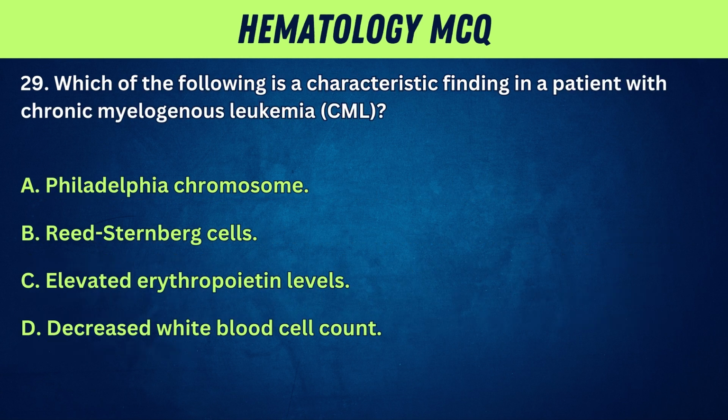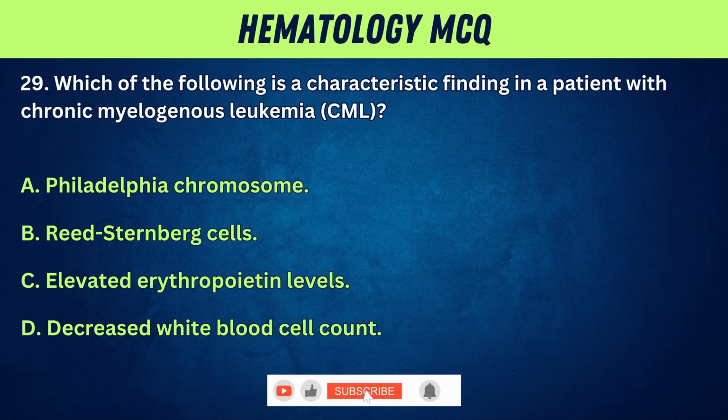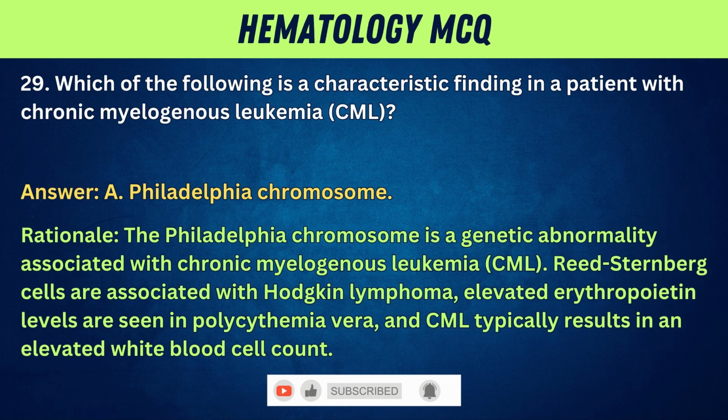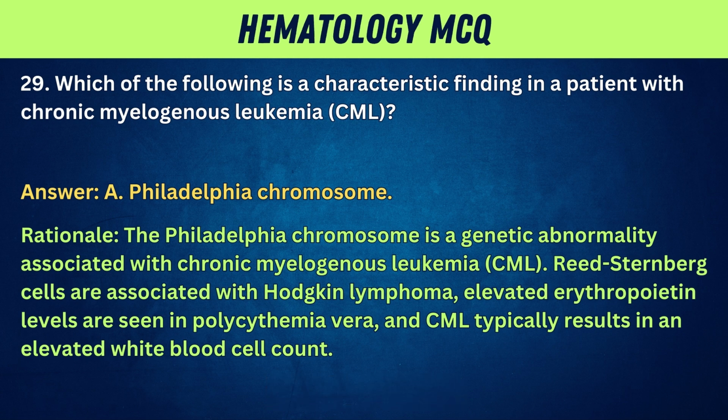sickle cell anemia. 29. Which of the following is a characteristic finding in a patient with chronic myelogenous leukemia, CML? A. Philadelphia chromosome. B. Reed-Sternberg cells. C. Elevated erythropoietin levels. D. Decreased white blood cell count. Answer: A. Philadelphia chromosome. Rationale: the Philadelphia chromosome is a genetic abnormality associated with chronic myelogenous leukemia, CML. Reed-Sternberg cells are associated with Hodgkin lymphoma, elevated erythropoietin levels are seen in polycythemia vera, and CML typically results in an elevated white blood cell count.